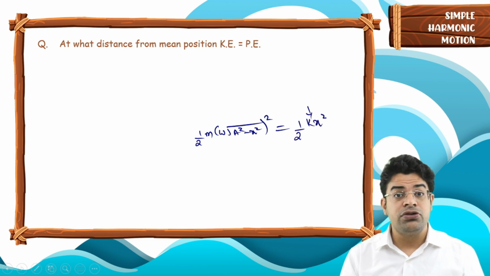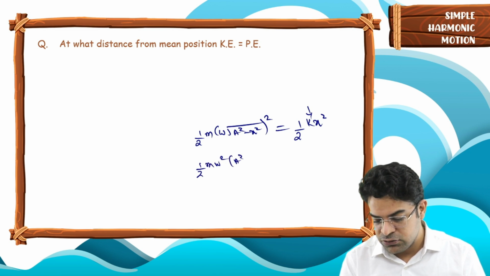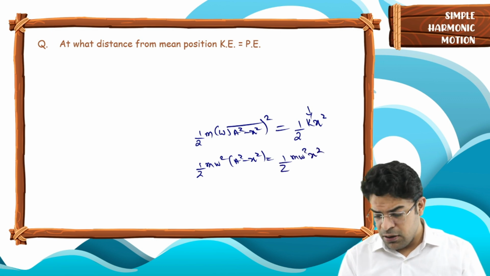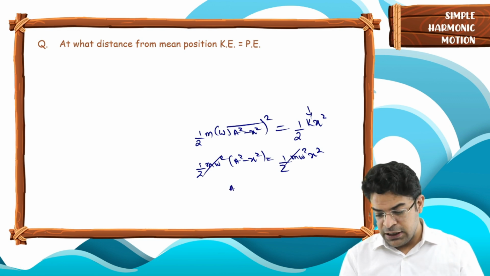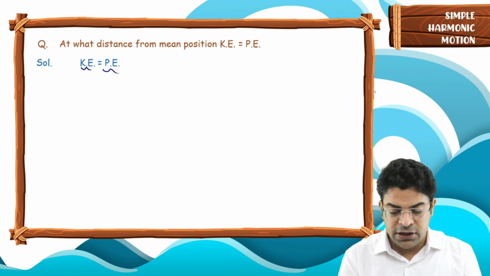In place of k, substitute m omega square. So you get half m omega square into a square minus x square equals half m omega square x square. Now once you have got this, you can cancel out half m omega square on both sides. So you get a square minus x square equals x square, and on solving this you can find out x.